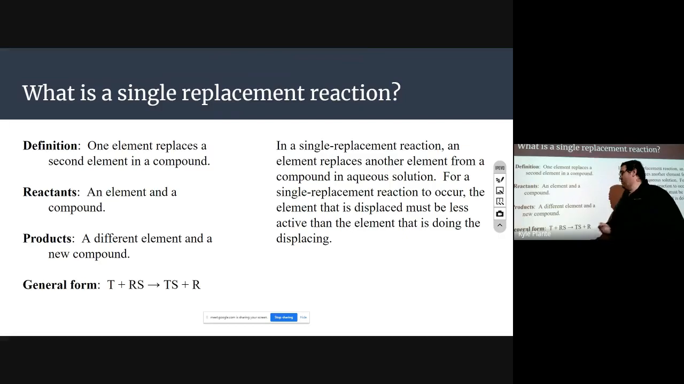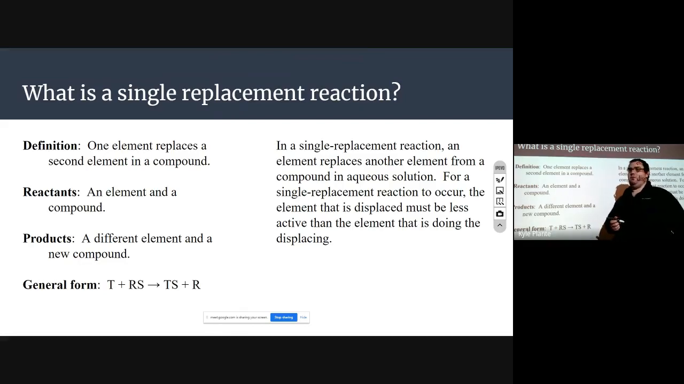It takes this general form of T plus RS gives you TS plus R. One element boots the other element out. In a single replacement reaction, an element replaces another element from a compound, and this is done in aqueous solution. So you're going to have things in water that are reacting. For a single replacement reaction to occur, the element that's displaced must be less active than the element that's doing the displacing. Another name for this kind of reaction is the scumbag reaction.